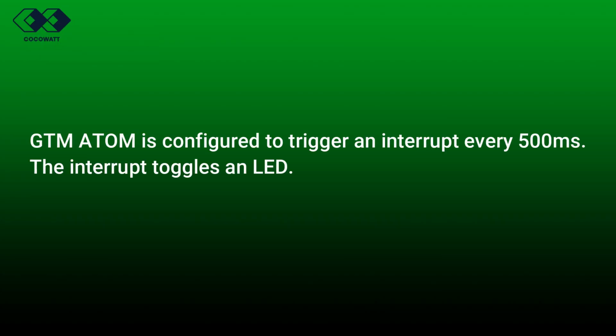Now let us move on to our second demo. In the second demo, GTM ATOM is configured to trigger an interrupt every 500 millisecond. The interrupt toggles an LED. This means the Generic Timer Module triggers an interrupt every 500 millisecond. We have an LED 1 connected on our board. This will be toggled inside an interrupt service routine. Let us go to the coding.